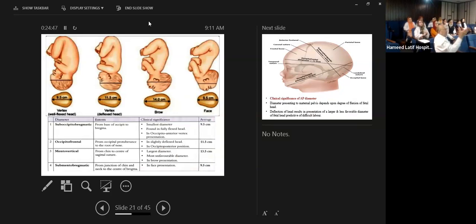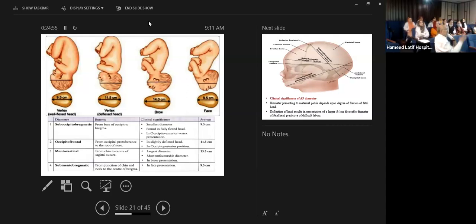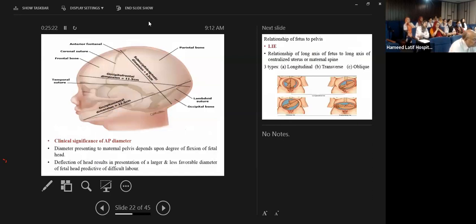I had a raw presentation. Sir, your demo is not visible to us. The suboccipitobregmatic diameter, you should remember this diagram as well. That occurs in vertex presentation, which is 9.5 centimeters. It is the smallest diameter and is found in the fully flexed head. It starts from the base of the occiput to the bregma. The occipitofrontal diameter occurs in occipitoposterior position, which is 11.5 centimeters. It occurs in a slightly deflexed head. It starts from the occipital protuberance to the root of the nose.